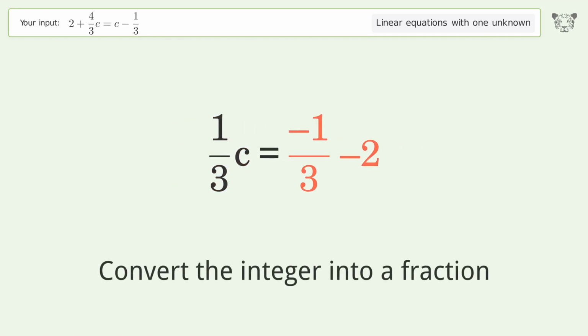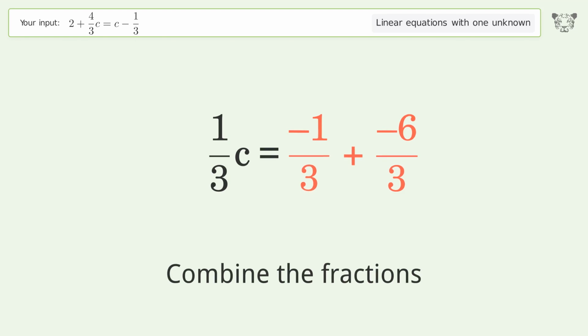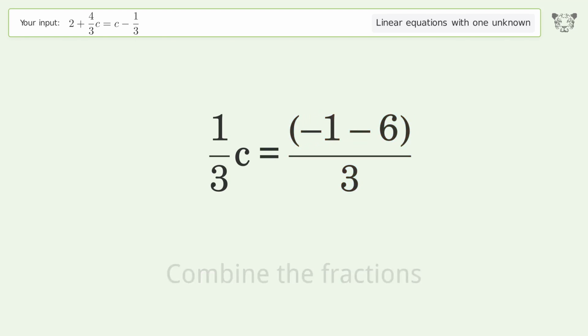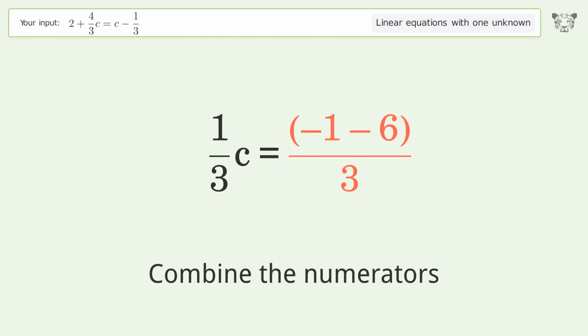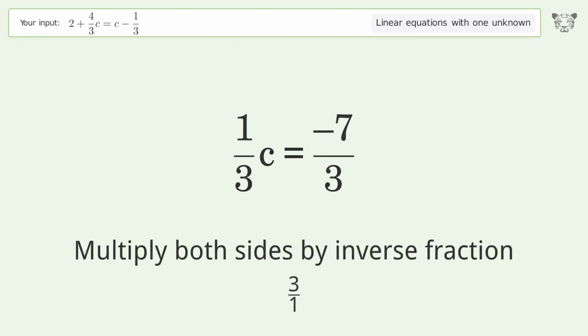Convert the integer into a fraction. Combine the fractions. Combine the numerators. Isolate the c. Multiply both sides by inverse fraction 3/1.